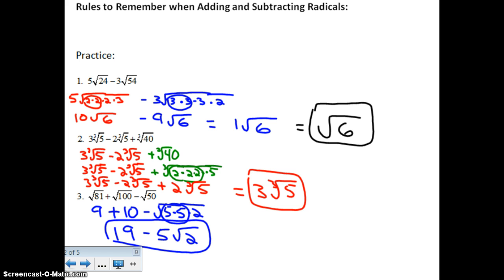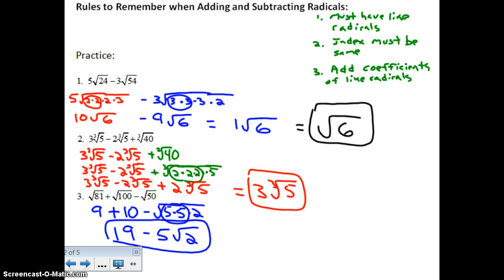And for your benefit, up here in the top right corner, I've written rules to remember when adding and subtracting radicals. You must have like radicals, the index must be the same, and when that's the case, you add the coefficients of the like radicals. So then just another way to remember it, they must be the same and they stay the same.